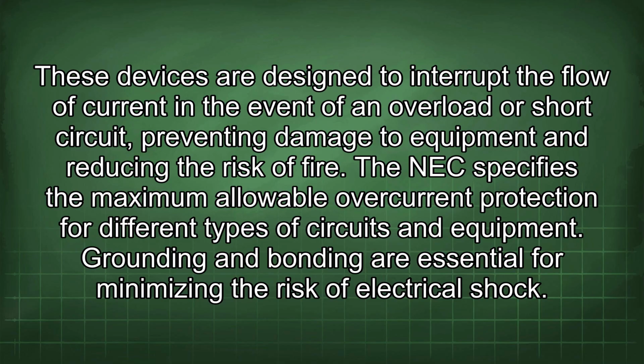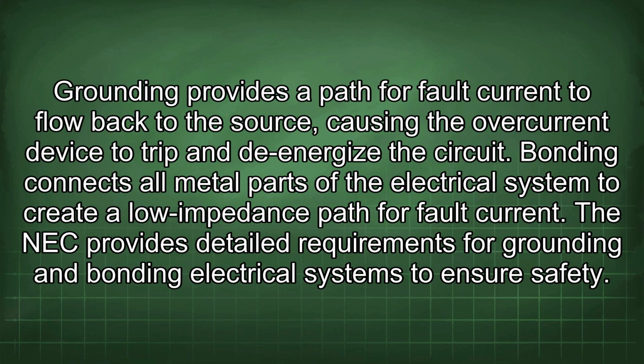Grounding and bonding are essential for minimizing the risk of electrical shock. Grounding provides a path for fault current to flow back to the source, causing the overcurrent device to trip and de-energize the circuit. Bonding connects all metal parts of the electrical system to create a lower impedance path for fault current. The NEC provides detailed requirements for grounding and bonding electrical systems to ensure safety.